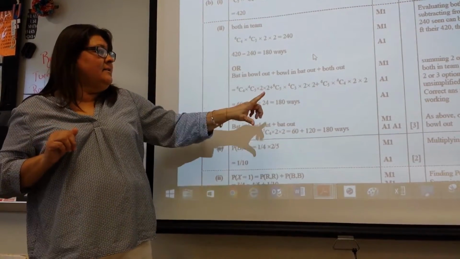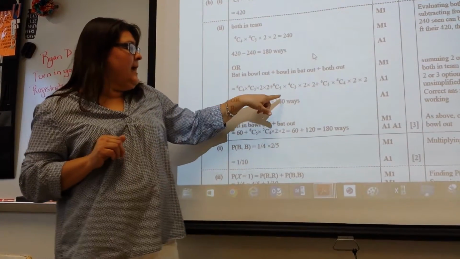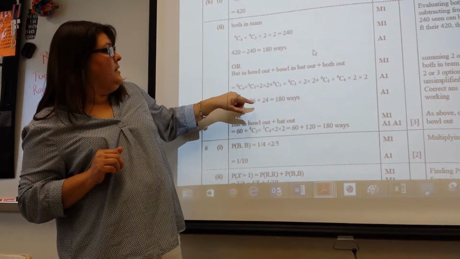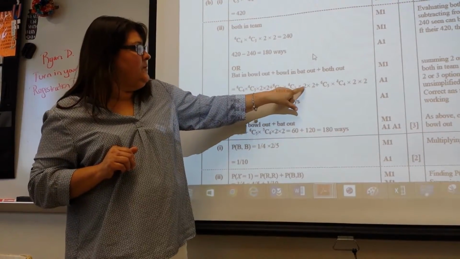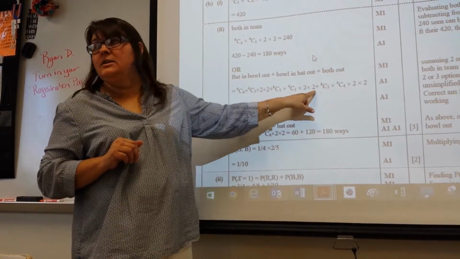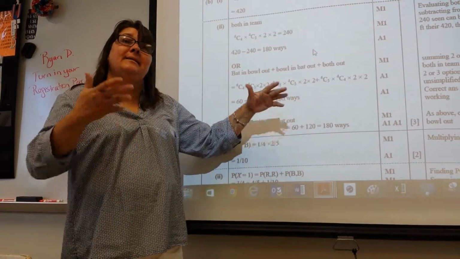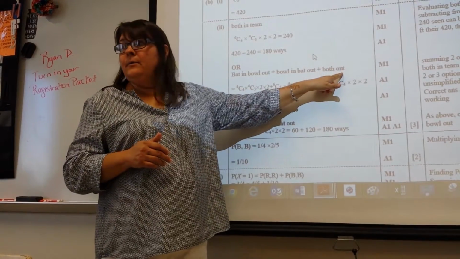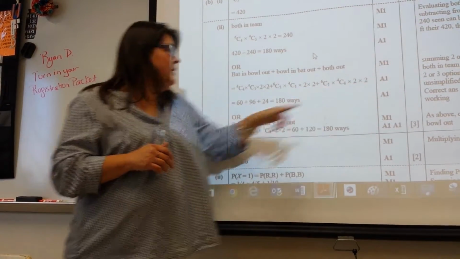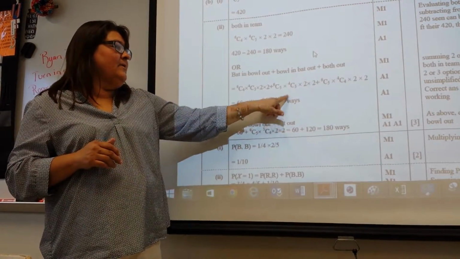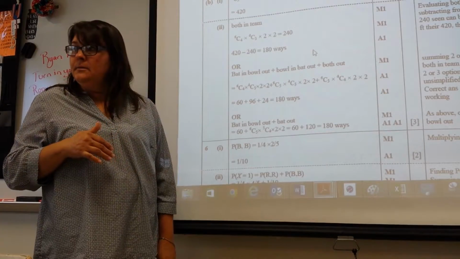Moving on to the next scenario. Bowl guy is in, bat guy is out. So you would have 6 choose 3 times 4 choose 3 times 2 times 2, because these never really change. Does that make sense? Or, what we do with or, we add them. Both the guys are out, okay? 6 choose 3, 4 choose 4, times 2 times 2. We're going to add those all together, and we have 180 ways. We don't have to subtract it from the total amount.